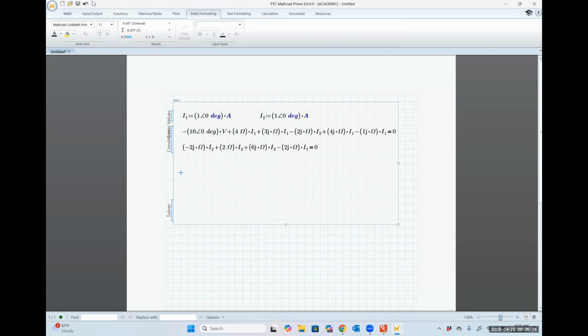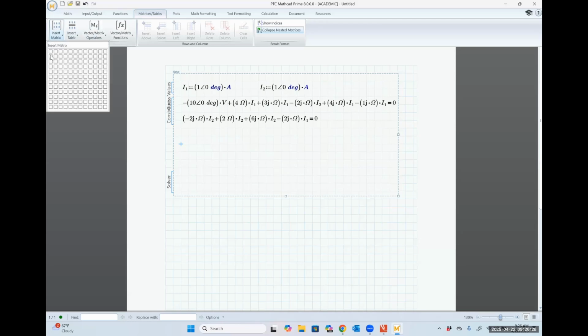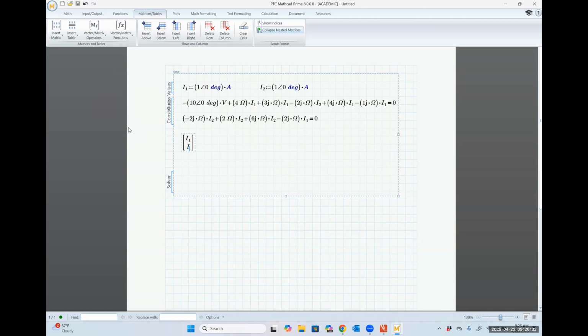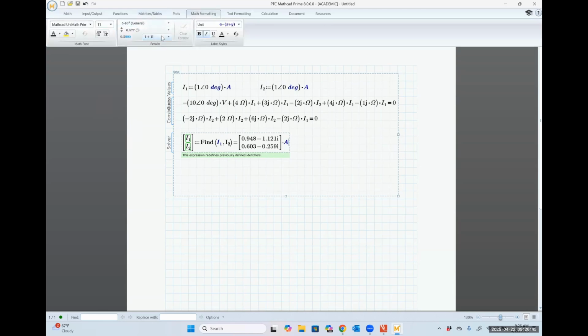And I'm going to give myself a 2x1 matrix here, where this is how I'm going to solve and save the values of those mesh currents. And I'm going to go to my math formatting tab and put the answer in polar form.